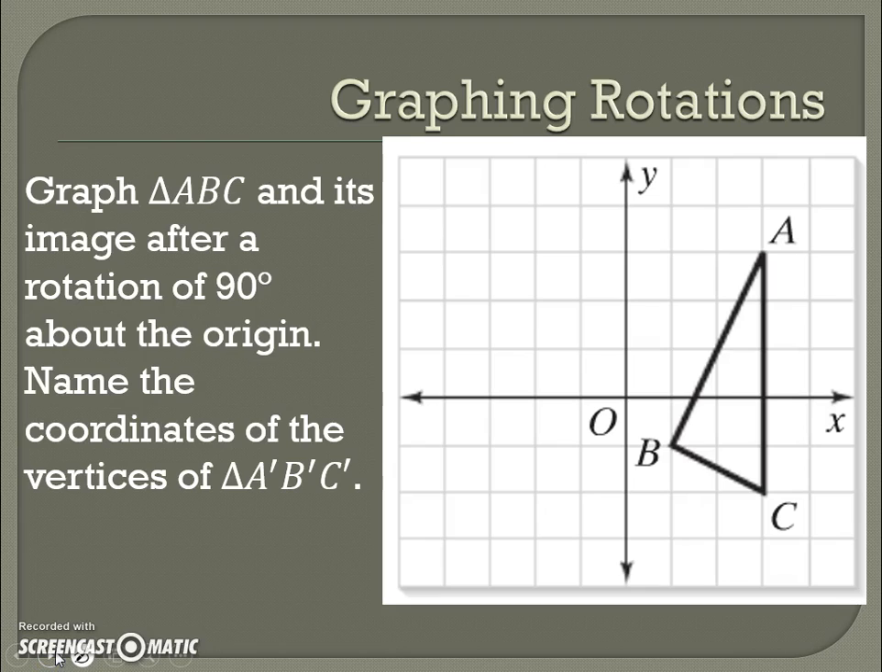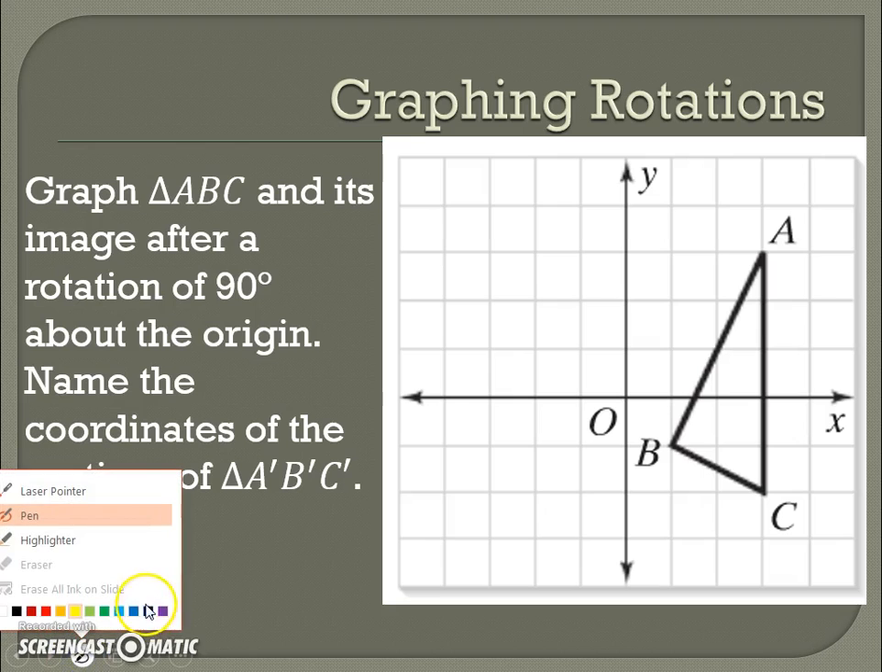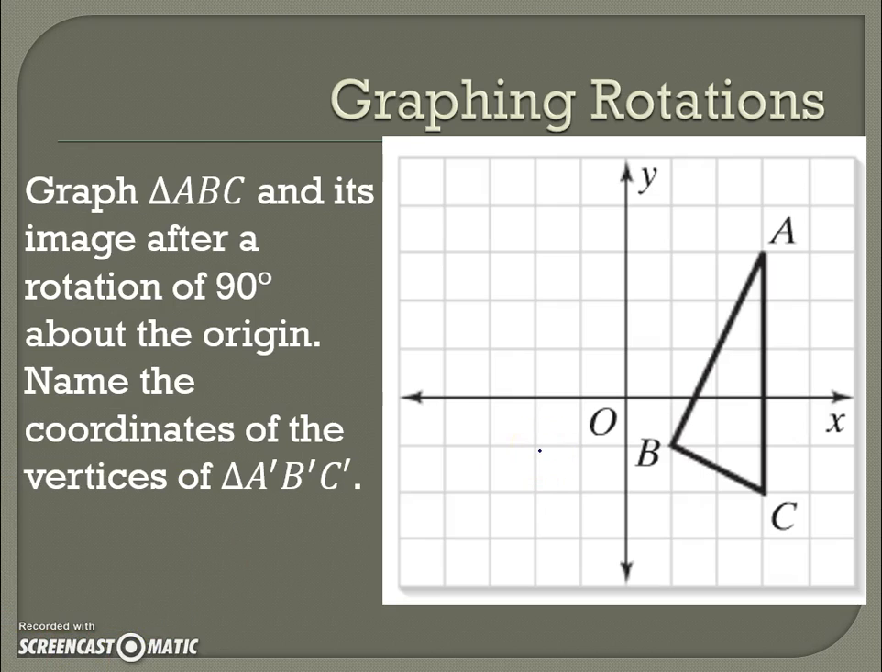All right, so graphing rotations. It says graph triangle ABC and its image after a rotation of 90 degrees about the origin. Name the coordinates of triangle A prime, B prime, C prime. So let's take a look here. I'm going to change color so you can see it. So I'm rotating about the origin right here, and I'm going to go 90 degrees around this.